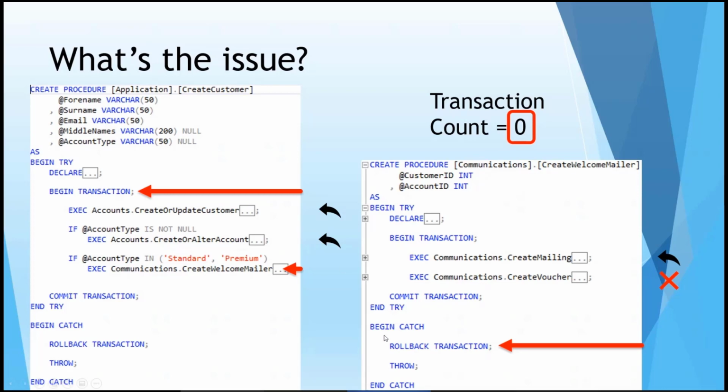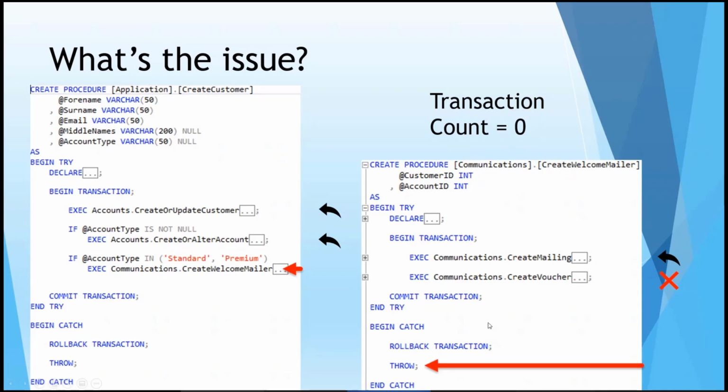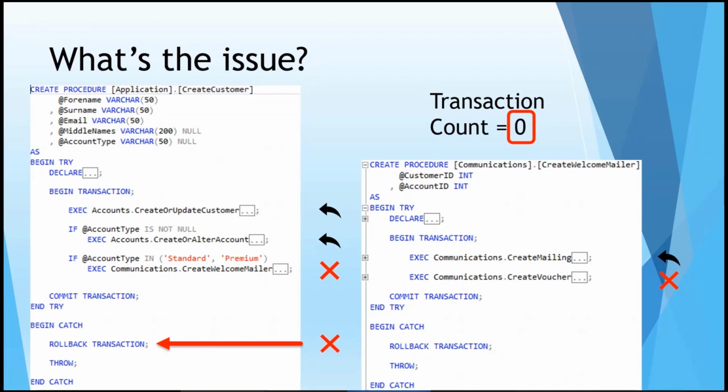You might be starting to see the problem here, but this code isn't quite done yet, because this catch block here is still going. We finished the rollback, but now we're going to hit the throw, and that's going to raise an error in this outer procedure, and that means the outer procedure is going to jump down to this catch block here, and it's going to try and roll back. But the transaction count is 0, so that rollback's going to fail, and it's going to throw an error of its own.